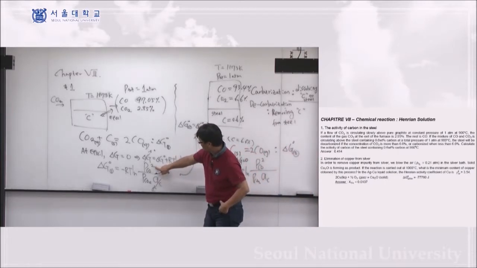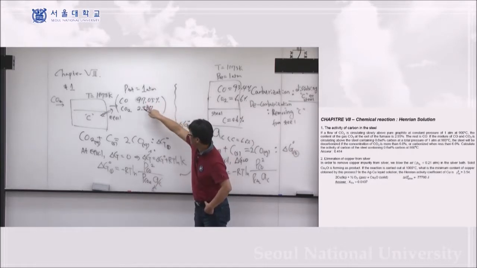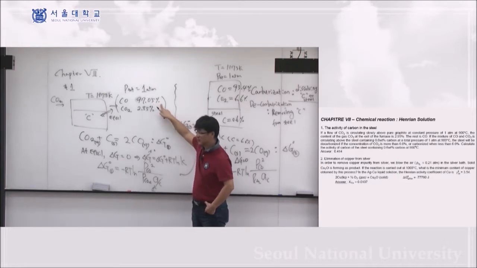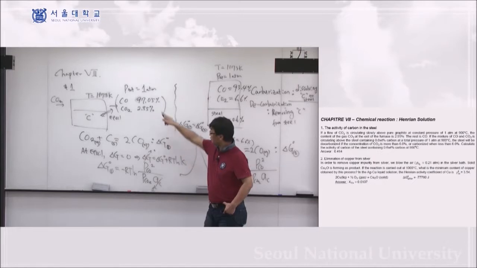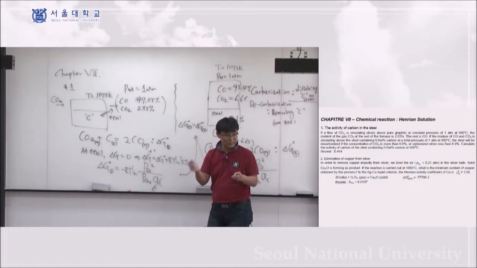P CO squared over P CO2. If this is partial pressure and this is percent, you have to make this a fraction. And this is volume percent. When you have the information of percentage of the gas phase, if there's no specific dimension about the exact unit, it's always volume percent, because it's much easier to quantify the gas phase as a volume. Not kilogram, not mass, it's volume. And volume percent is the same as mole percent, yeah.